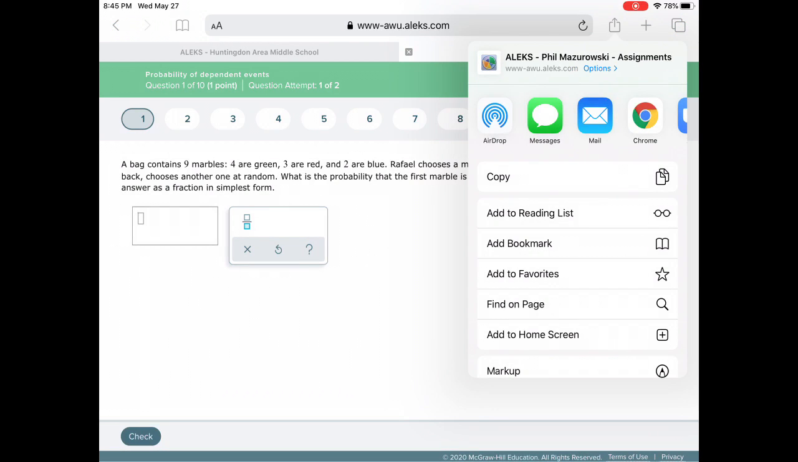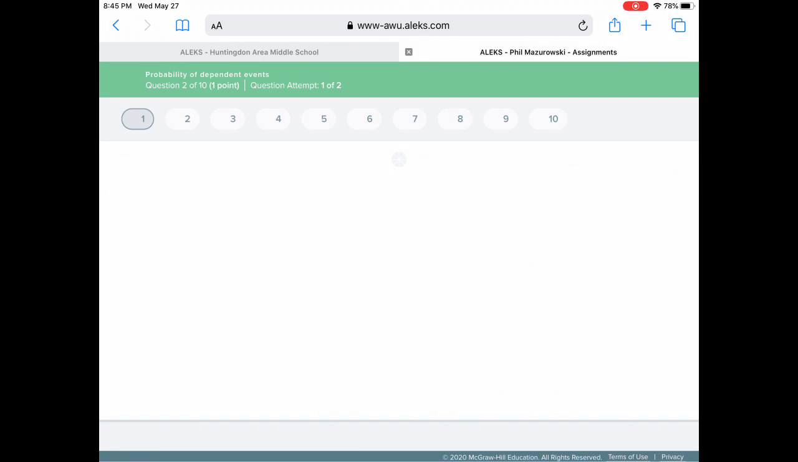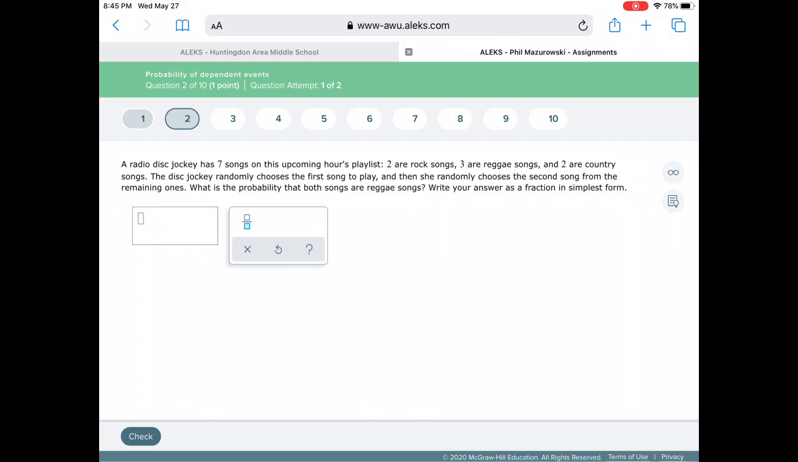So let's move on to another question. A radio disc jockey has 7 songs on this upcoming hour's playlist: 2 rock, 3 reggae, 2 country. That's a diverse radio station. He chooses the first song to play and then randomly chooses a second song from the remaining ones. Meaning, once again, once one song is played, you take it out of the mix. So there are 7 to begin with and then 6 after that. What's the probability that both songs are reggae songs?